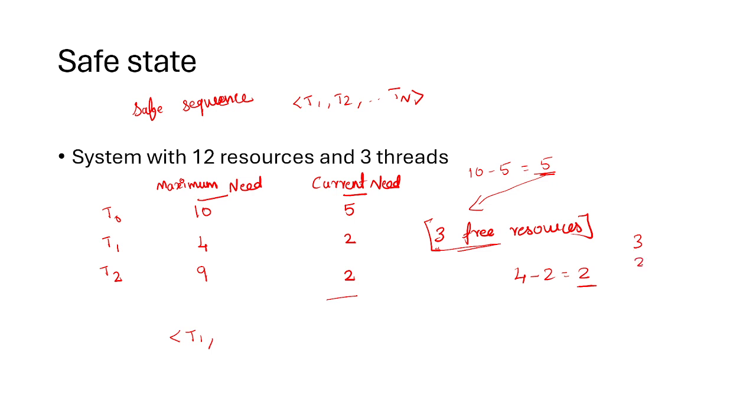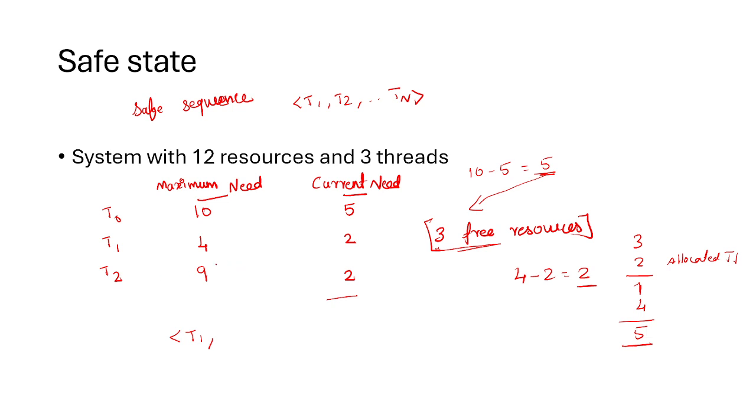After we allocate 2 to T1, 1 resource might remain. After T1 completes, we get its 4 resources back. Now 5 resources are available. Okay, so now check with T2.